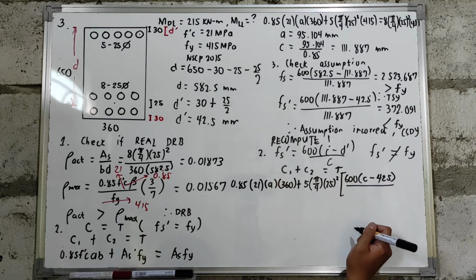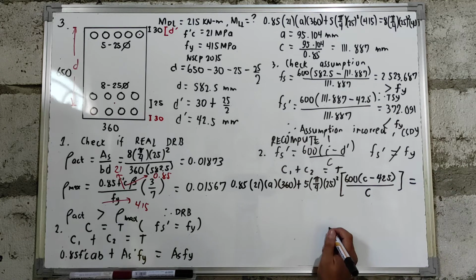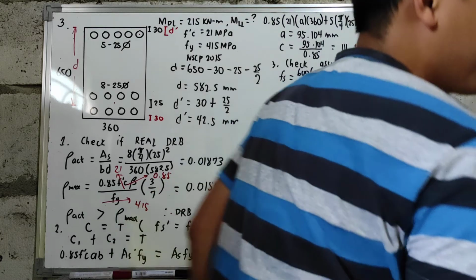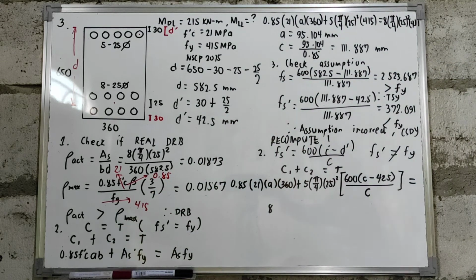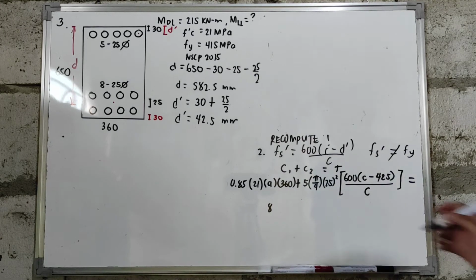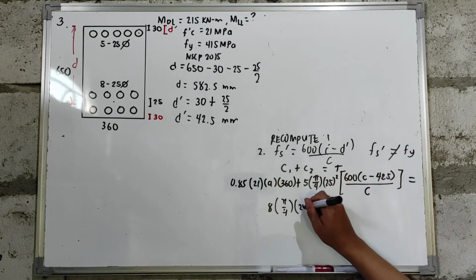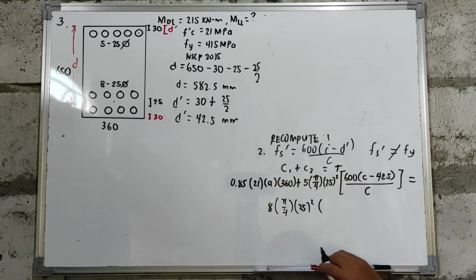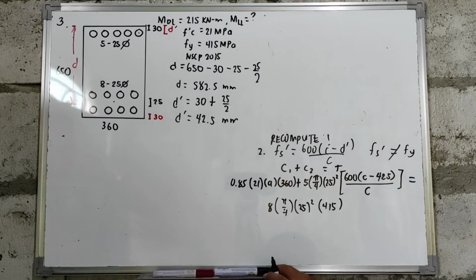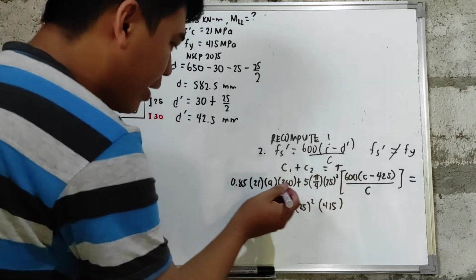Over C, equals, so yung AS natin dito, that is equal to meron tayong 8 pieces ng 25 mm diameter bars. Tapos yung Fs natin, that is equal to Fy na 415 megapascal. So yung A natin dito, that is equal to 0.85 of C.